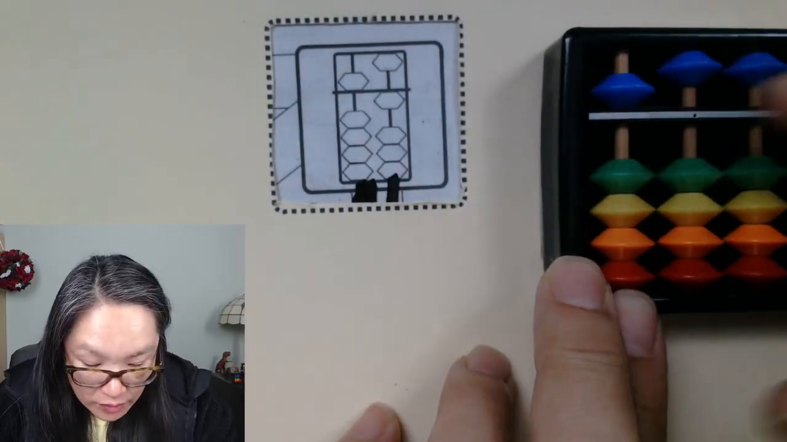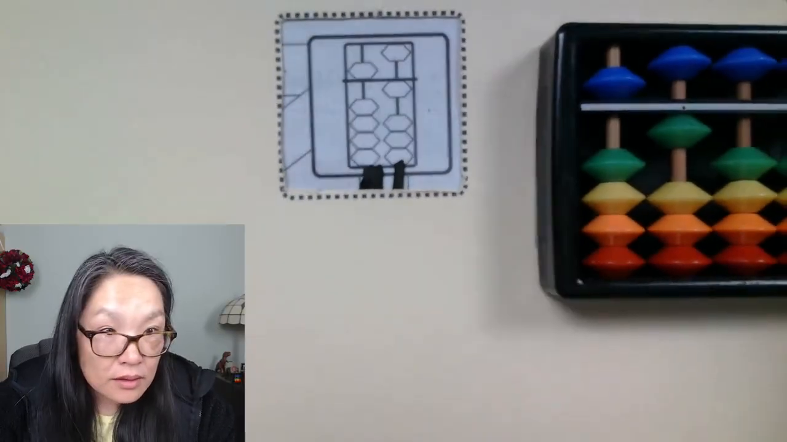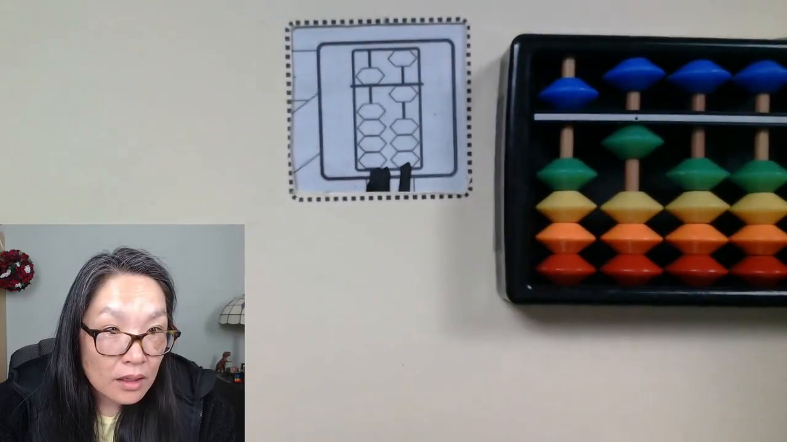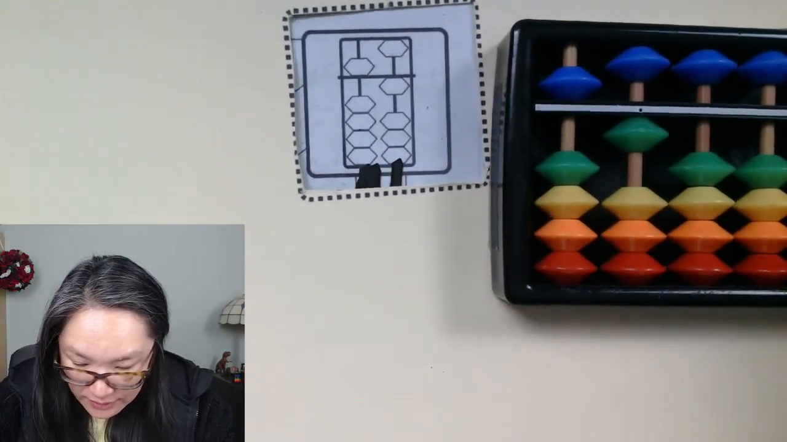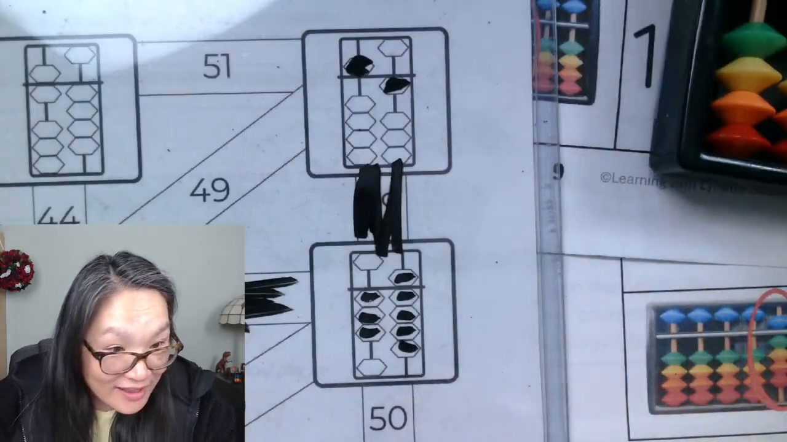Let me know. So we have this number, and then we have this number. What number do you think that is? There we go. 51. Yes, 51. Because there's a 5 up here, and then there's 1 here. Noel, hey, good. Thank you, love.